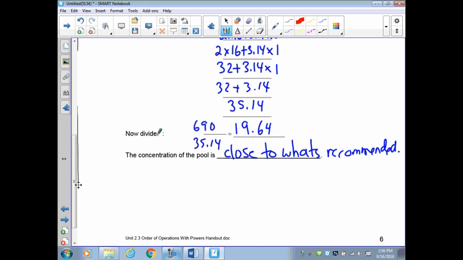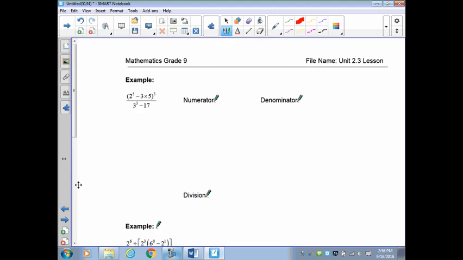I'm just going to give you the next page here. Here is 2 to the 5 minus 3 times 5, all bracketed in with a cube, and then 3 cubed minus 17. So first thing you're going to do the numerator, then you're going to do the denominator, and then at the very end you'll form your fraction and you'll divide it out. So your numerator, make sure you copy it correctly so you don't mess up. And here's your denominator. So I want you to finish that off. Pause the recording and finish it.